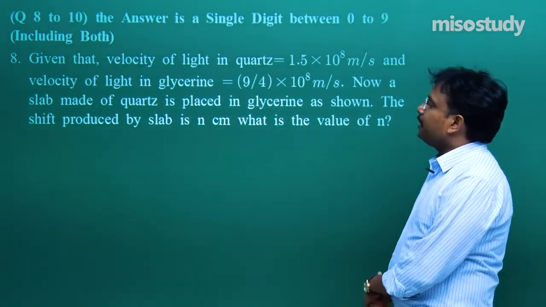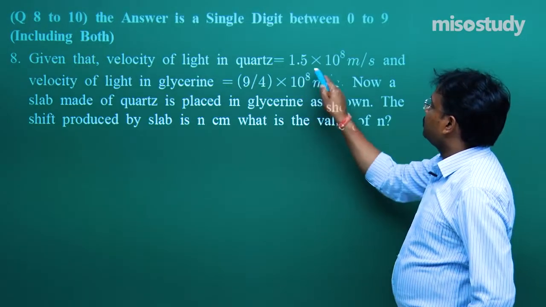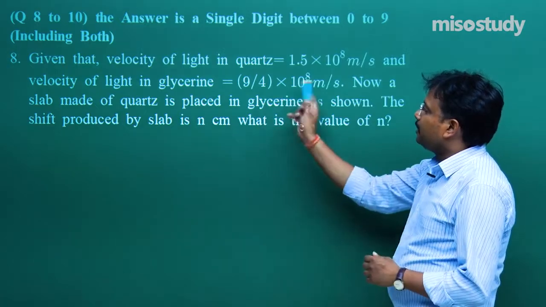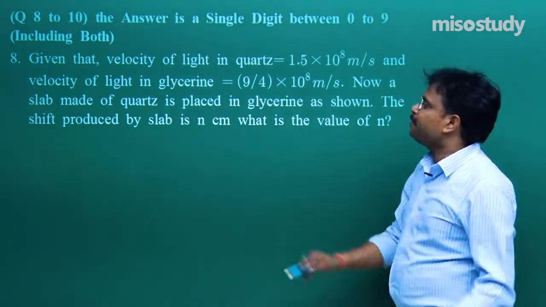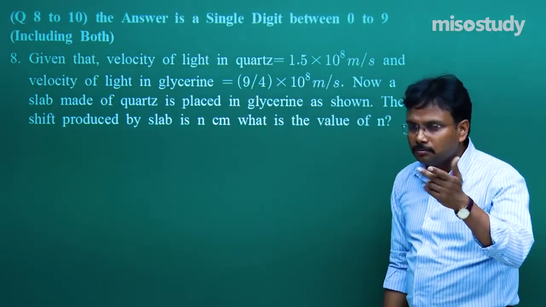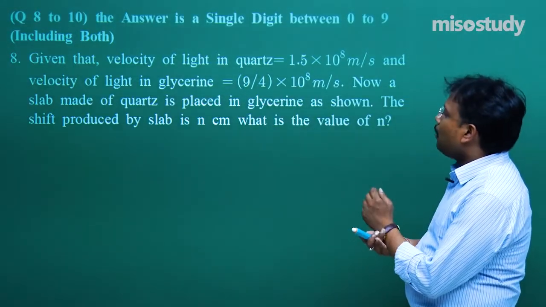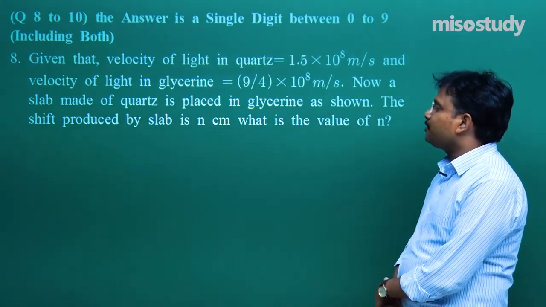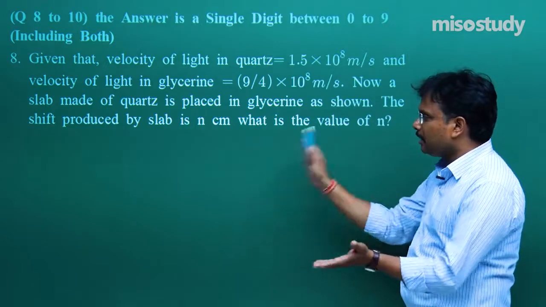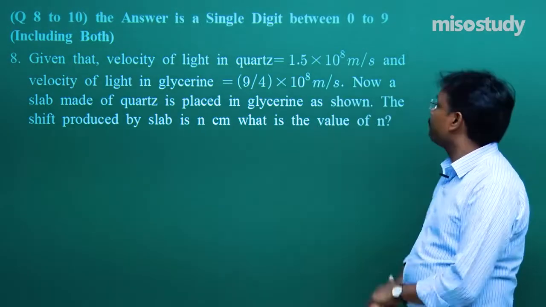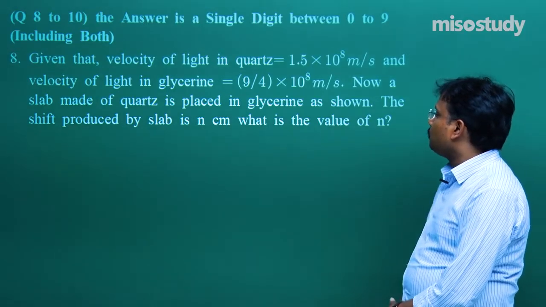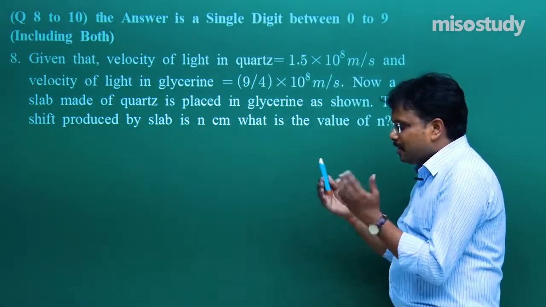Given that velocity of light in quartz is this much, and velocity of light in glycerine is this much. So obviously refractive index of quartz and refractive index of glycerine you can find out. Now a slab made of quartz is placed in glycerine as shown. I will show you the diagram. I deliberately removed that diagram. I thought I will draw. The shift produced by slab is n centimeter. What is the value of n? Now what is the meaning of this?